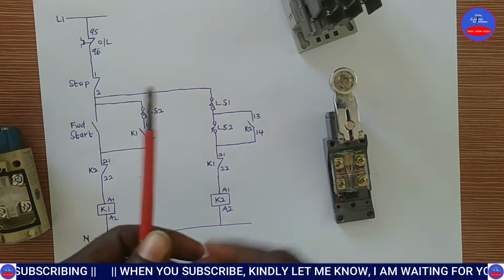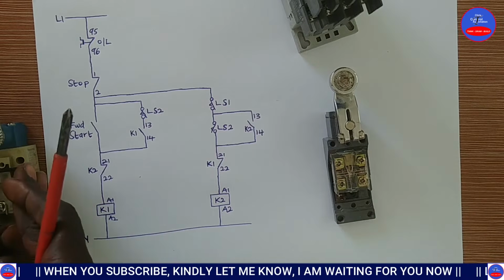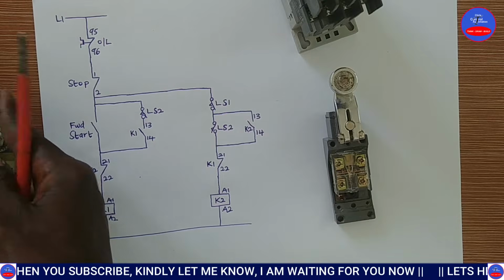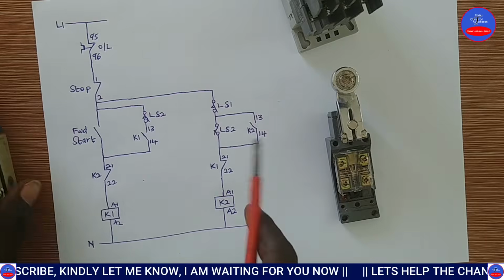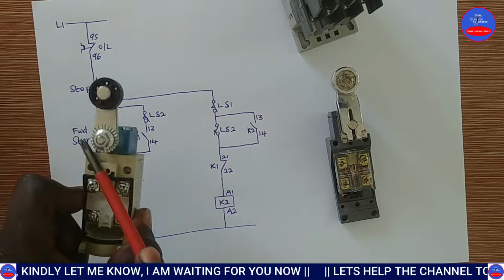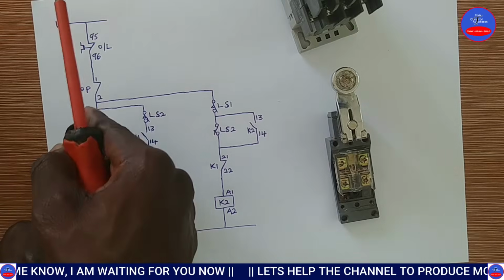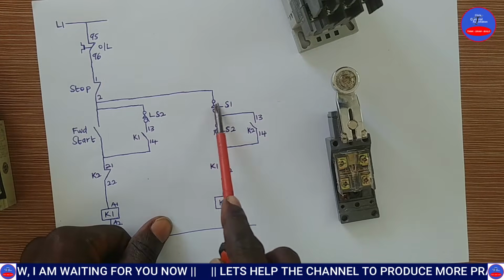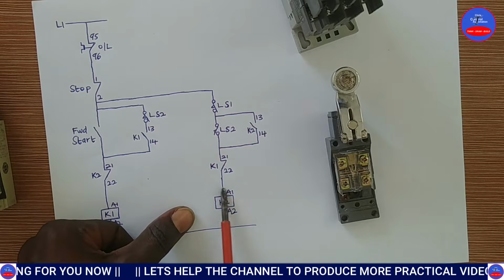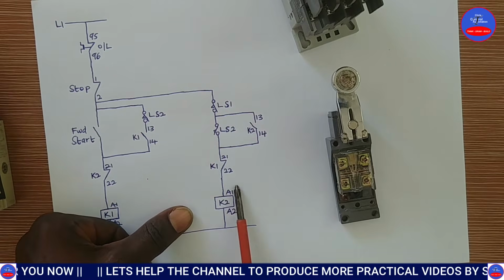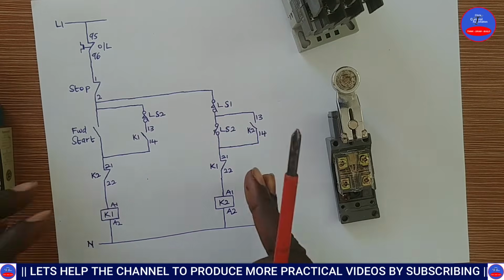As it is returning back, when it gets to limit switch 1, it will hit this plunger. When it hits it, let's see what happens. The close contact of this limit switch 1 is here. It's also here. So when it hits it, this side would open, and then contactor 2, the reverse contactor, will de-energize. It will go off. So now it has gone off.